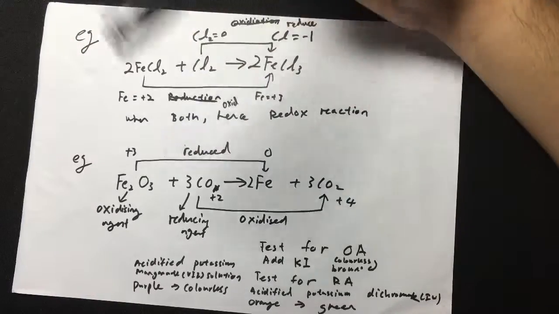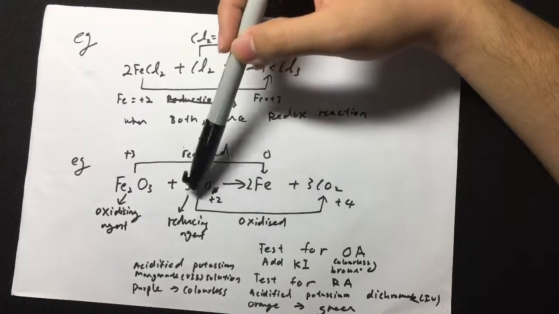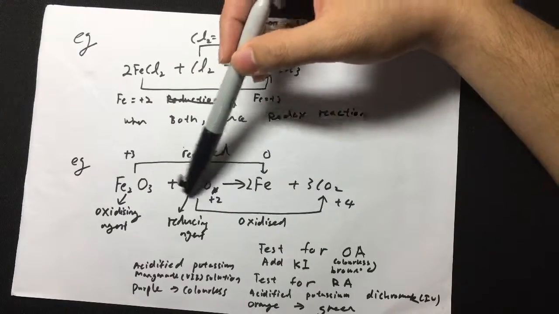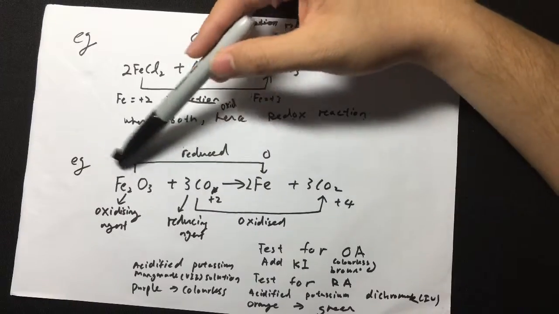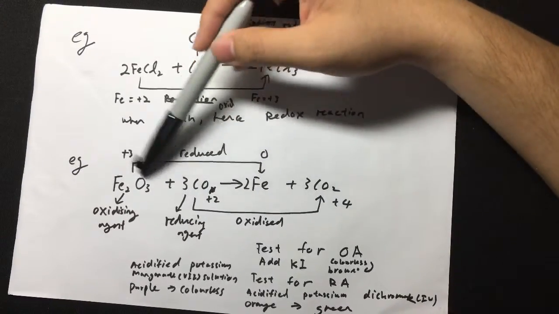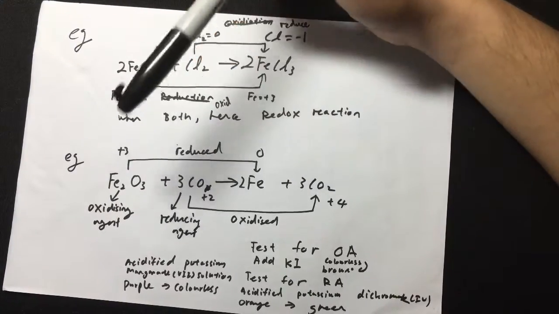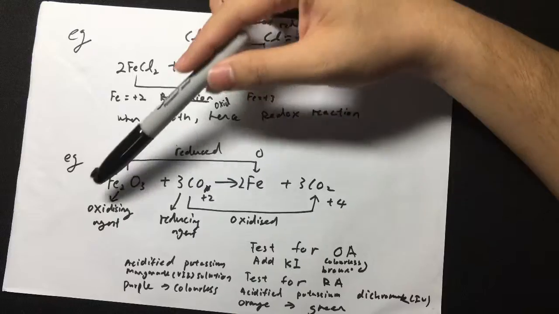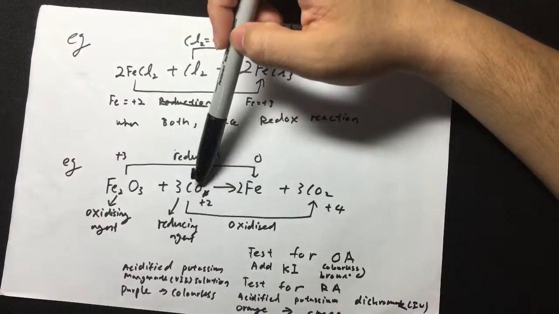Okay, and so for you to understand what's oxidizing agent and reducing agent, you must know that this is being oxidized. So this carbon monoxide is being oxidized. So why is this carbon monoxide being oxidized? It's because of this thing next to it, which is reacting with it. So hence making this an oxidizing agent. And in contrast, this will become a reducing agent. So all oxidizing agents reduce themselves to oxidize others.